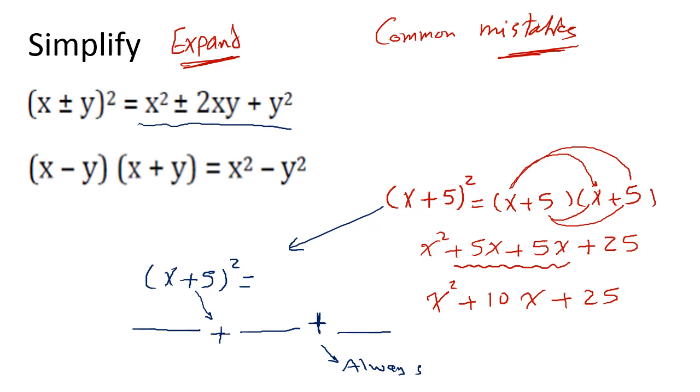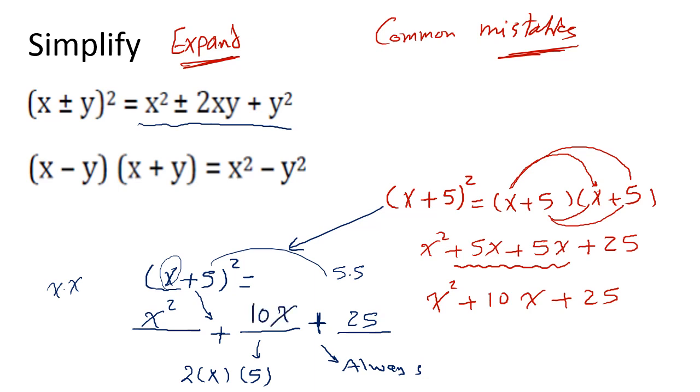And then x multiplied by itself is x squared. 5 multiplied by itself is 25. And then the middle term is 2 multiplied by the first term, which is x, and the second term, which is 5. And 2 multiplied by x multiplied by 5 is 10x. This is how you can expand the bracket to the power of 2.